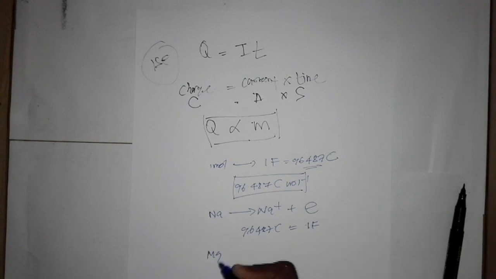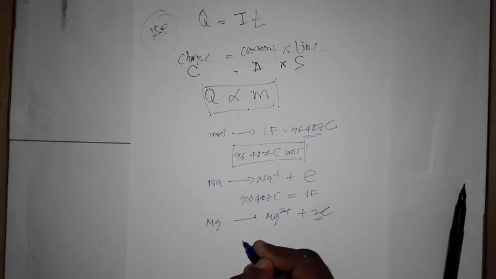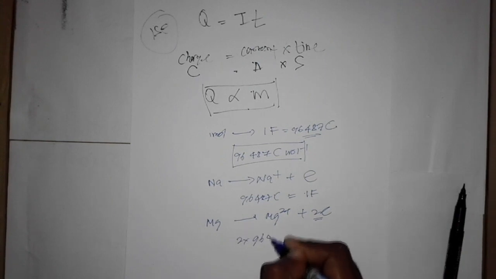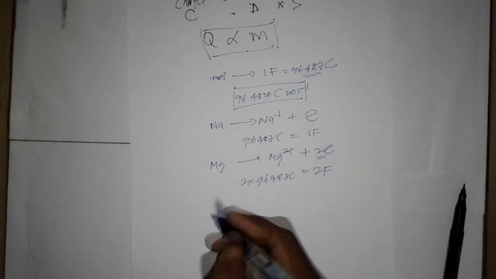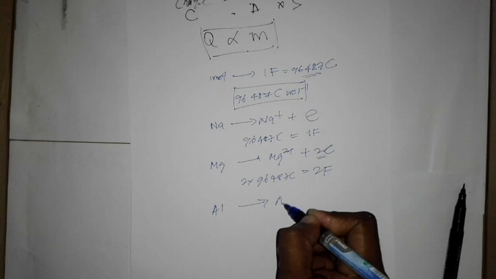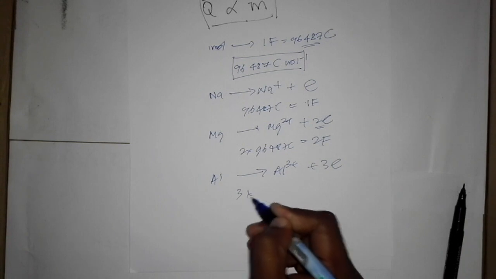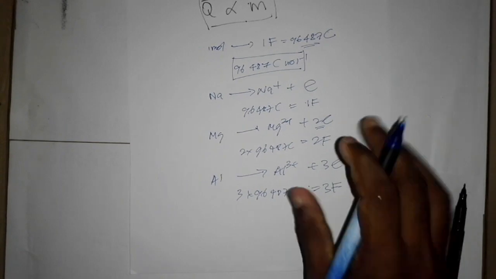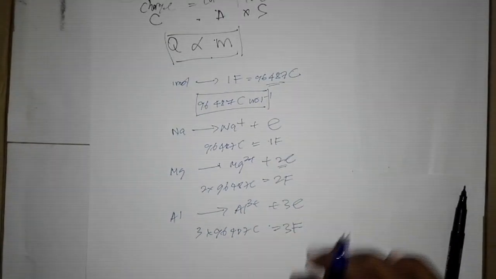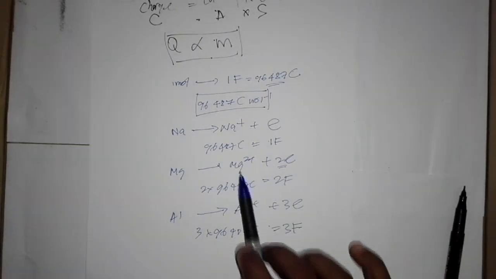When magnesium converts into magnesium 2 plus by removing 2 electrons, we need 2 times 96,487 coulomb, or 2F. When aluminium converts into aluminium 3 plus by removing 3 electrons, it needs 3 times 96,487 coulomb, or 3F. Likewise, for a chemical reaction you should be able to understand the amount of Faraday constant required for the process.